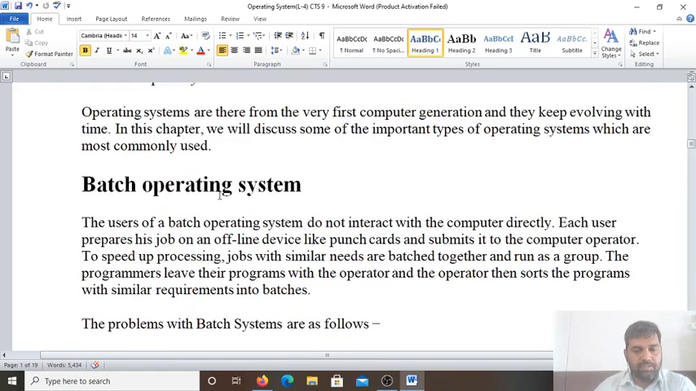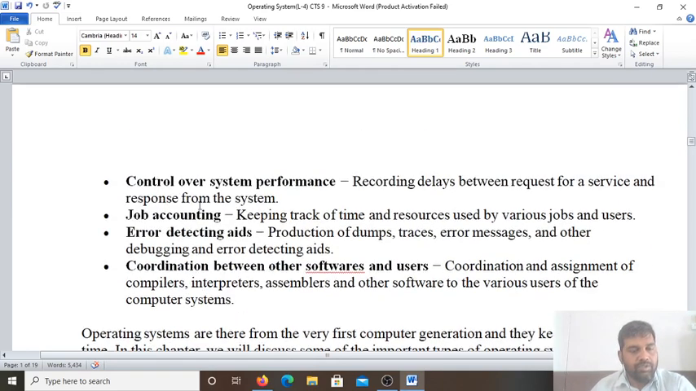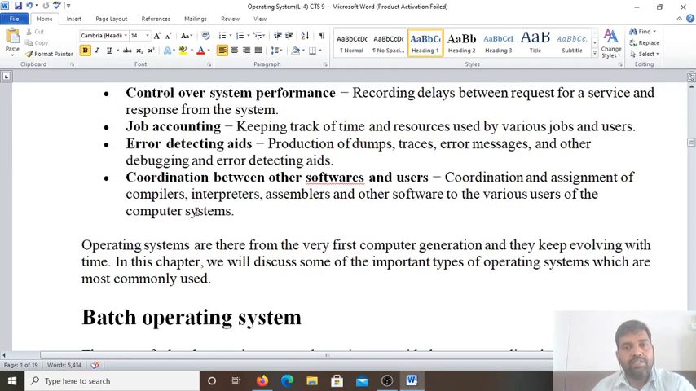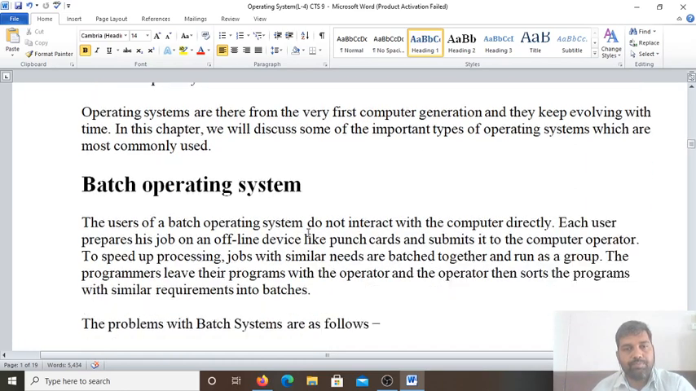Now some types of operating system. There is one type of operating system which is called the batch operating system, which is a very old operating system. The user of a batch operating system does not interact with the computer directly. Each user prepares his job on an offline device like a punch card. Previously there was a punch card, and they wrote the instructions on the punch card and submitted it to the computer operator.